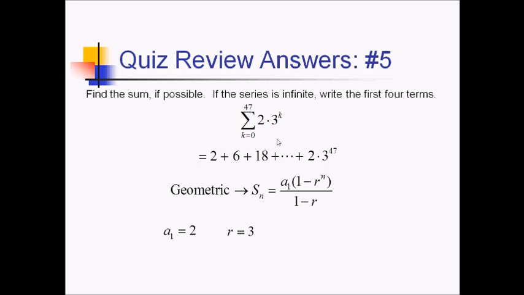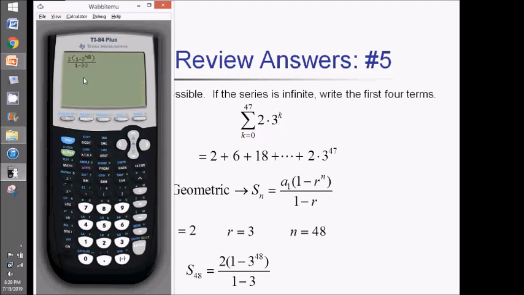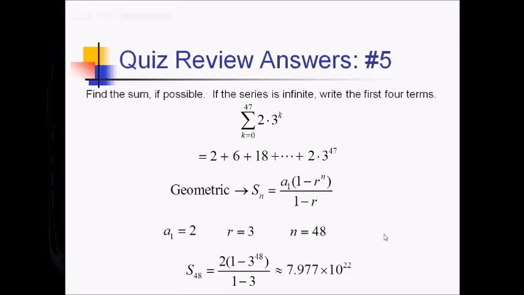And a little trick you can do to figure out the number of terms is just do upper minus lower limit and then add 1 to that, and you'll always get the number of terms in a series in sigma form. Anyway, we've got 48 terms for this one for n. So plugging all that in, that's 2 times 1 minus 3 to the 48 over 1 minus 3. And now we have to use the calculator. So plugging all that in using my fancy fraction form, I end up with about 7.977 times 10 to the 22nd. So there we have it.